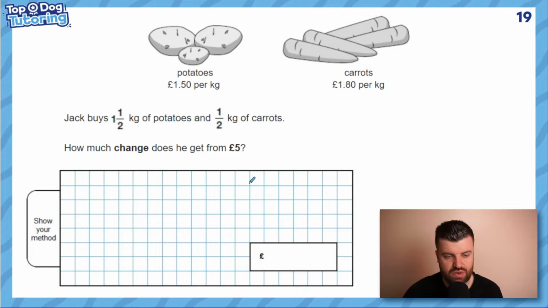I've got a couple of questions left that do actually get really quite tricky now. So this one and the next one are quite hard. There's a lot to go through, and these are 2-mark questions. So at least 2 things to do. I'm going to read it to you. Jack buys 1.5 kilograms of potatoes and half a kilogram of carrots. How much change does he get from £5?